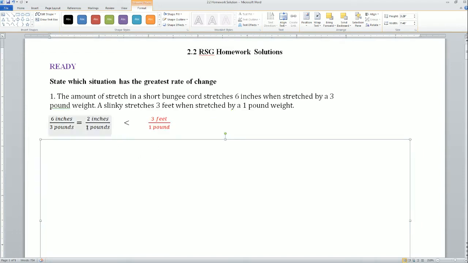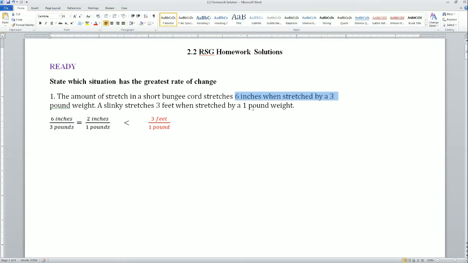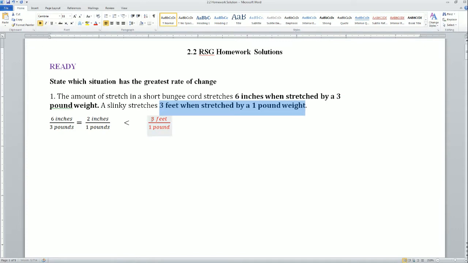So what I decided to do was put the first one into a ratio, because rate of change refers to a ratio. Six inches when stretched by 3 pounds weight, 6 inches over 3 pounds. I simplify that to 2 inches per 1 pound. Notice that the units are the same for the other one, 3 feet and 1 pound weight. Since it's all under 1 pound, I can now compare it.